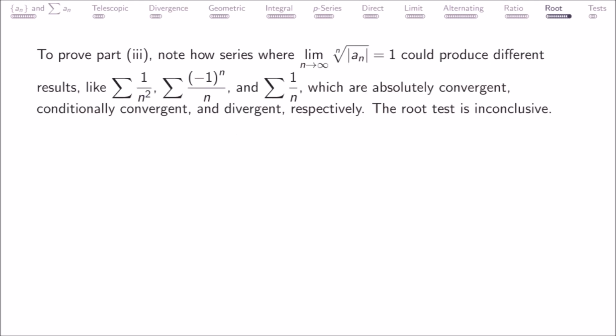To prove part III, note how series where the limit of the nth root of the absolute value of a_n equals 1 could produce different results, like these series, which are absolutely convergent, conditionally convergent, and divergent, respectively. The root test is inconclusive.